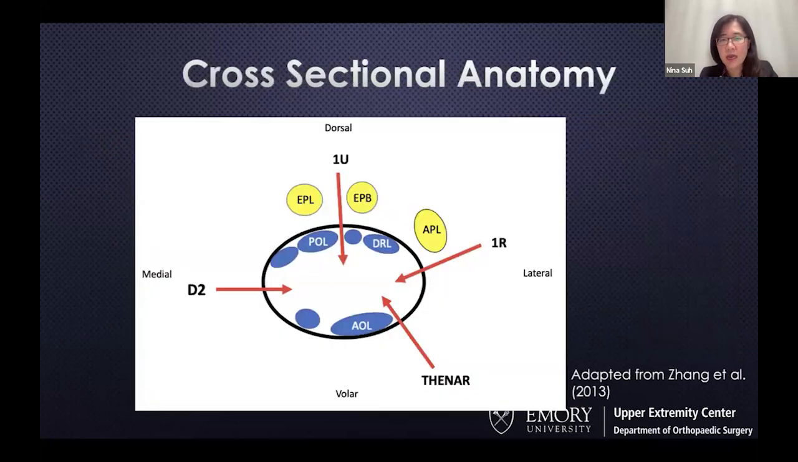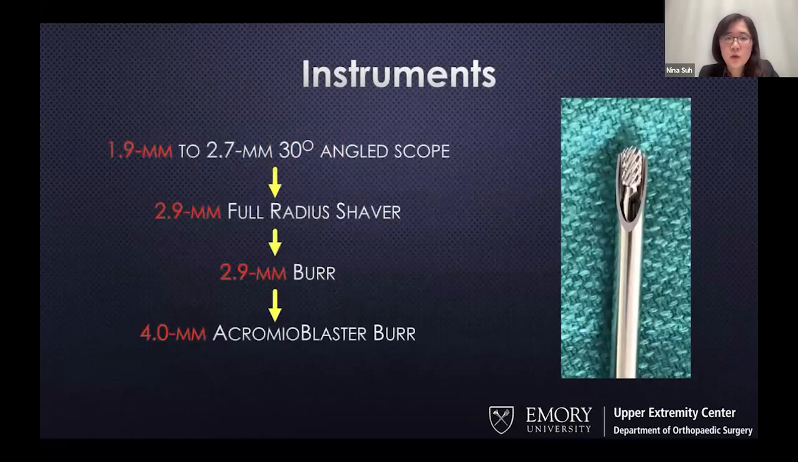And this is just a cross-sectional anatomy of what you're actually visualizing. Remember, these are very small joints. So the 2.7 is certainly possible. I prefer the 1.9 just because I feel like it's too tight with the 2.7. And so what I do, marked in red, is my preferred technique if I was going to do it.